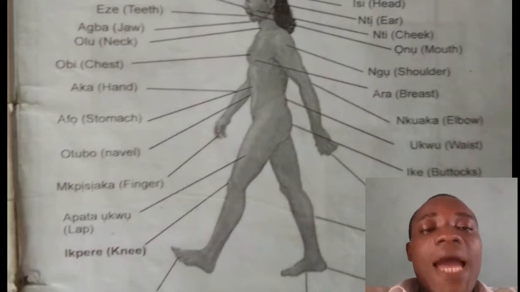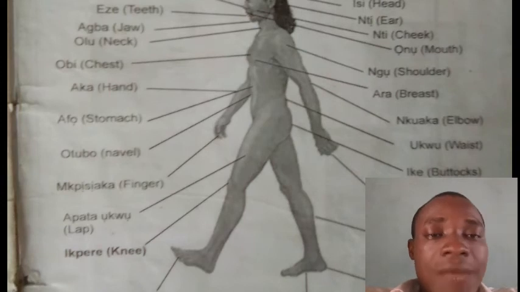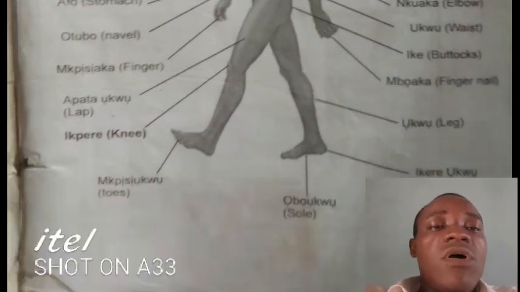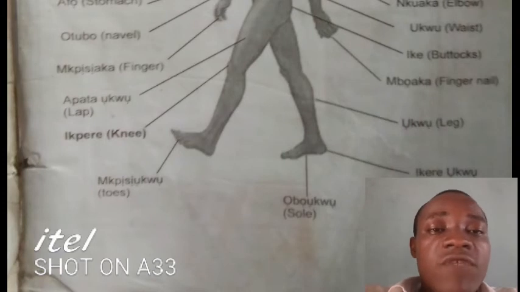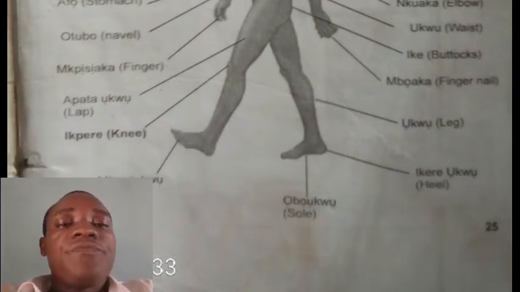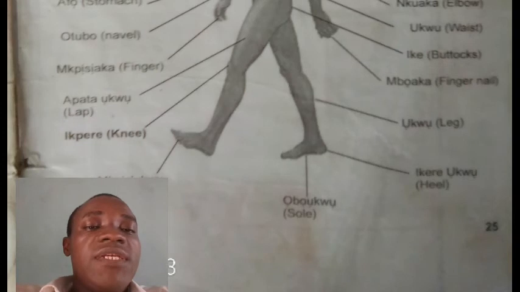We now have the lap. In Igbo we call it akpata ụkwụ. We now have the knee. We call it ikpere. We now have the toes. The toes we call mkpịsị ụkwụ. Alright, I believe you are learning. Thank you very much. Continue learning.